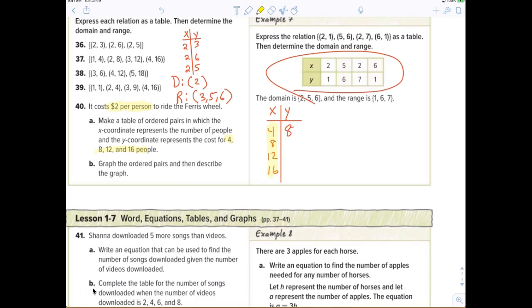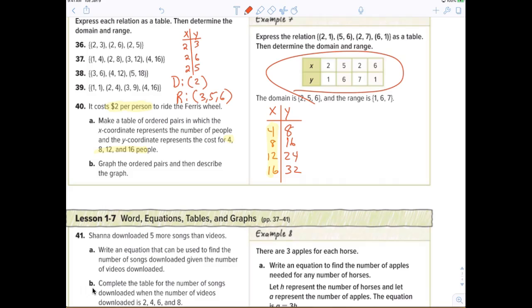Remember, when you're making an ordered pair, what corresponds with 4? 4 represents 4 people. Do you agree with that? So it costs $2 to ride. So if there's 4 people that ride, it's good, right? Just like if 8 people ride, it's going to cost me how much money? There you go. See, that's how easy. And 8 people, it's going to be what? And 16 people, it's going to be what? 32. That's all. You're just multiplying by 2. That's all it is.